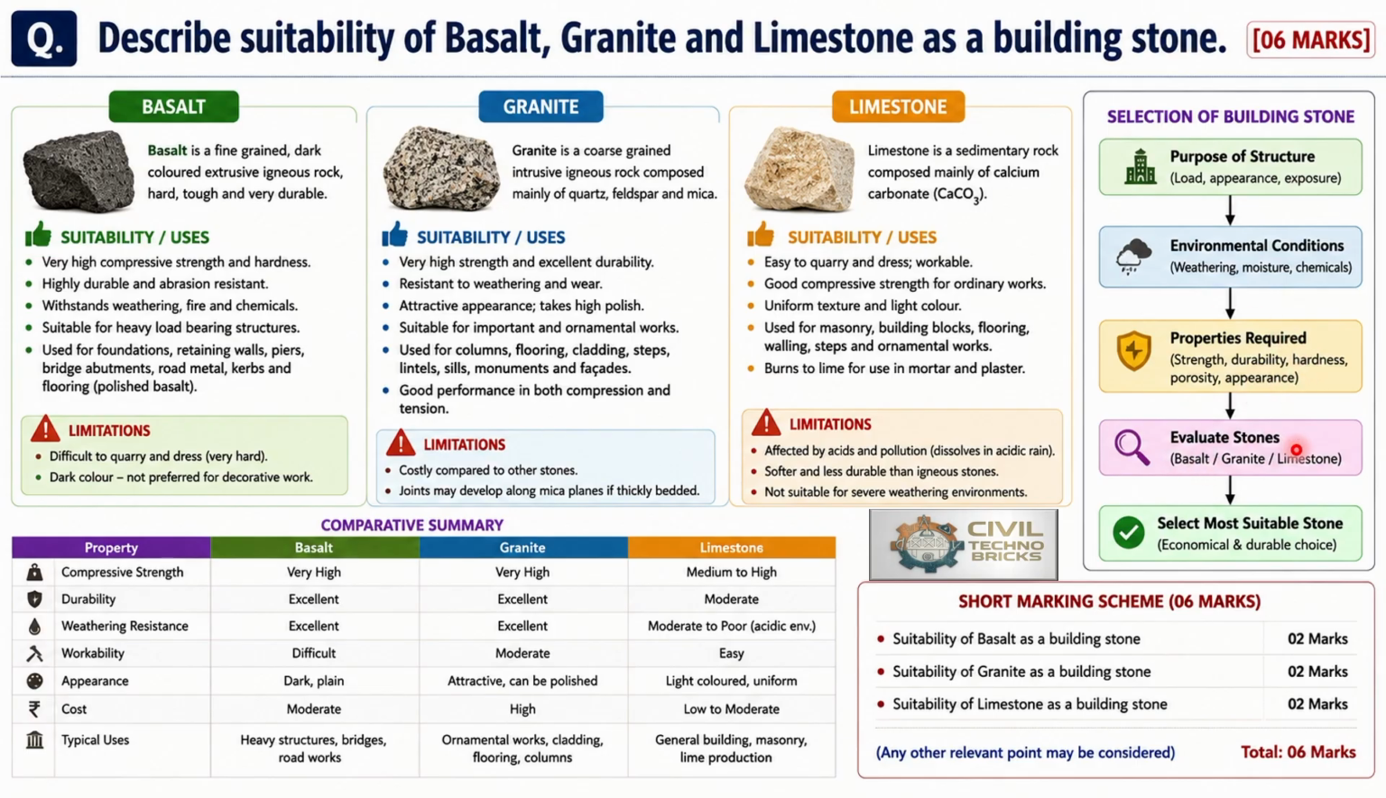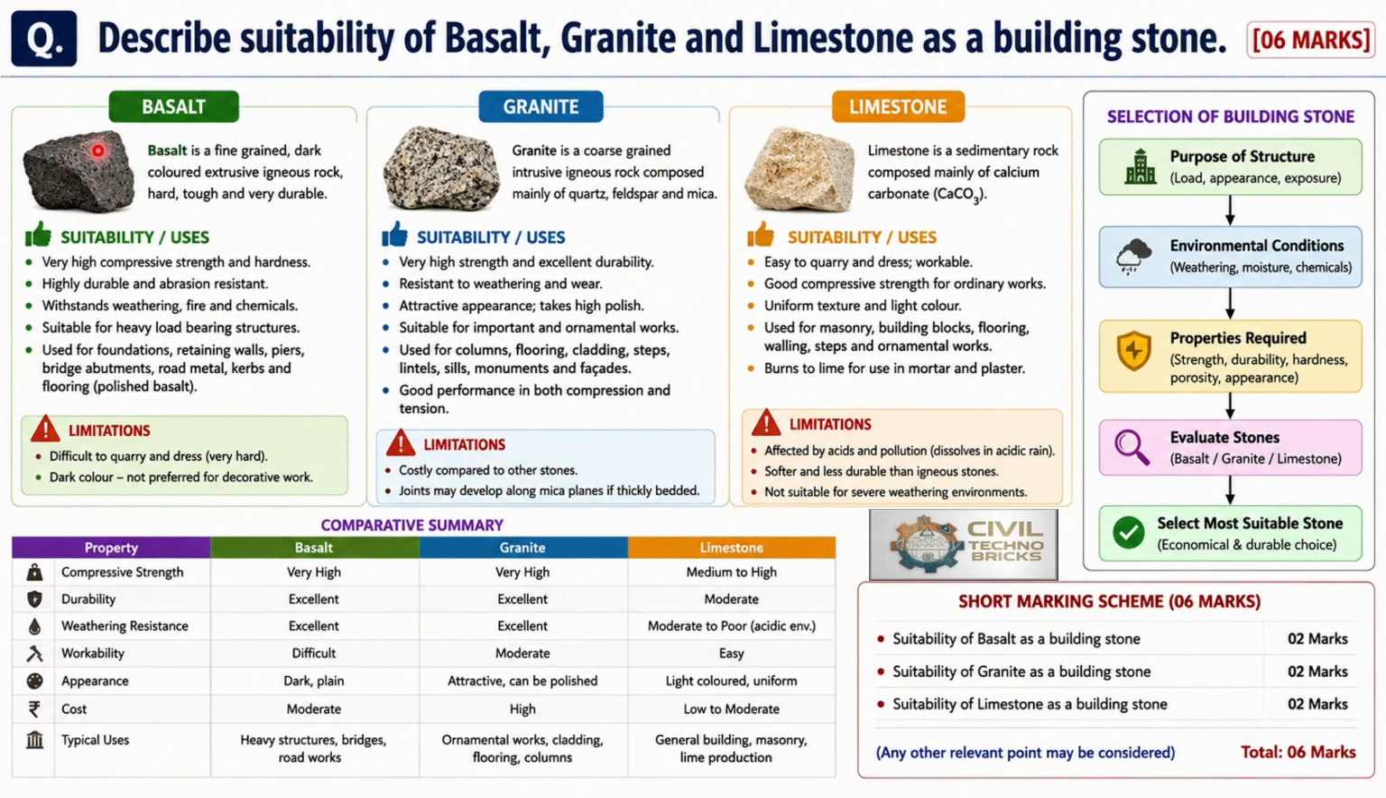Then we have to evaluate the stones based on their types and characteristics. At the end, we select the most suitable stone which is most economical and durable as per the requirement. So the selection procedure of building stone related to the purpose, environmental condition and properties is most important to check the suitability. Here the 3 types of rocks are basalt, granite and limestone.